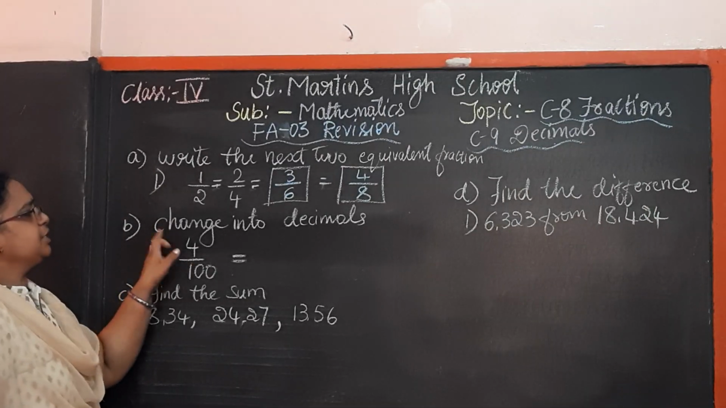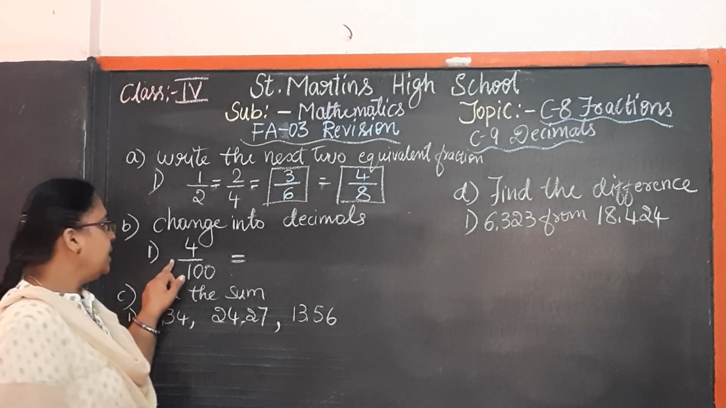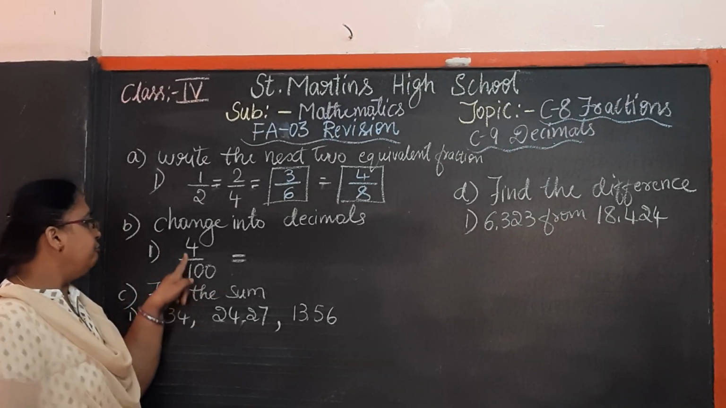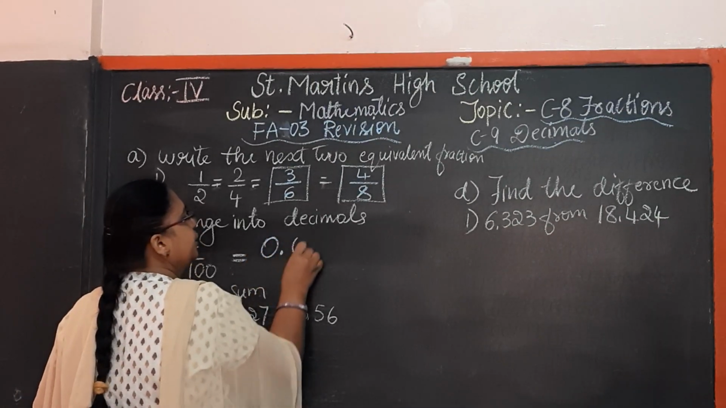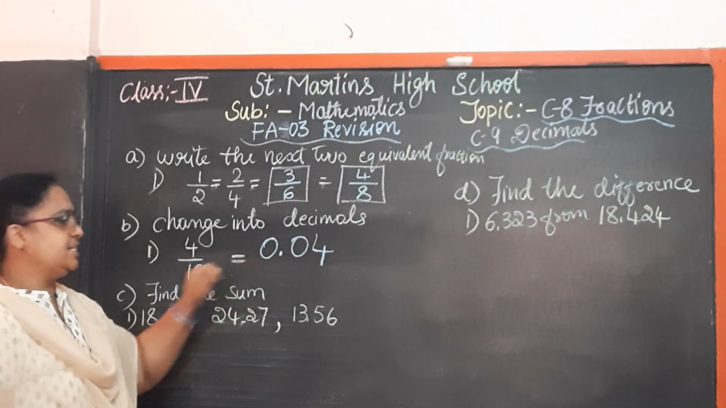Next, change into decimals. We have to change this into decimals. It is in fractions, is it not? Yes, we have to change into decimals. 4 by 100. When we divide 4 by 100, we'll get 0.04. This is how we are going to write it in decimals.